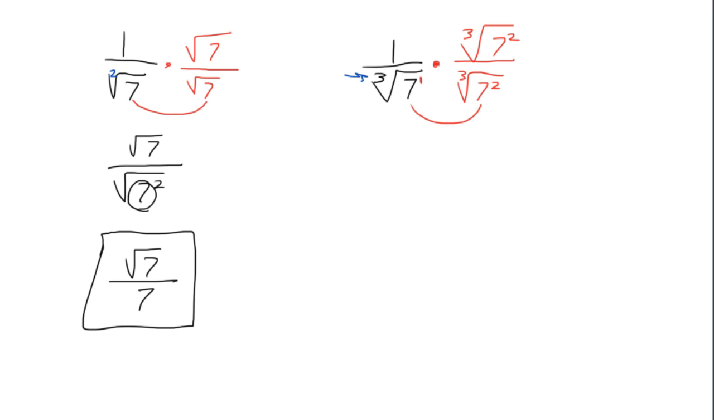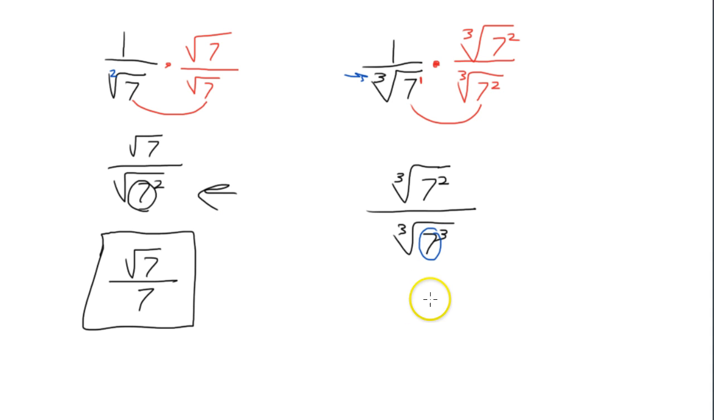So let's write the result here. 1 times the cube root of 7 squared is just the cube root of 7 squared. And the cube root of 7 times the cube root of 7 squared is the cube root of 7 to the third. Now, just like back in this example, the square root of something squared is just that something. Well, the cube root of something cubed is just that something. So we're just going to have 7 in the denominator. So I'll write that first. 7 is in the denominator.